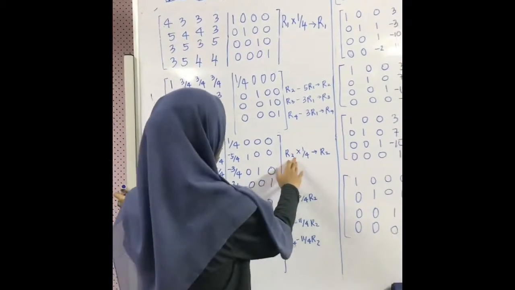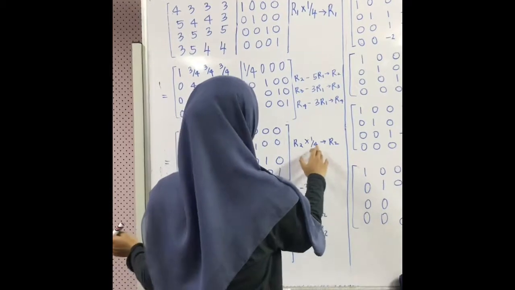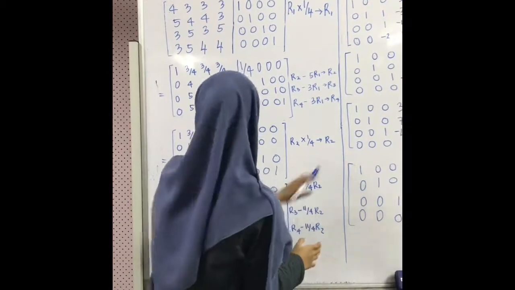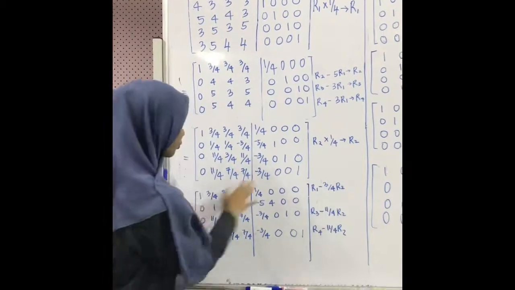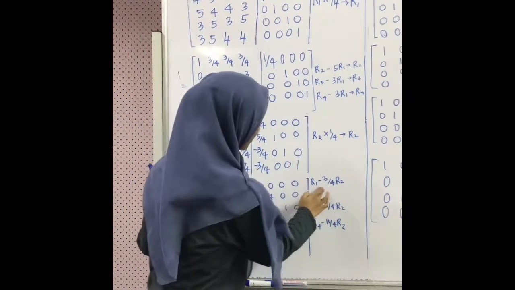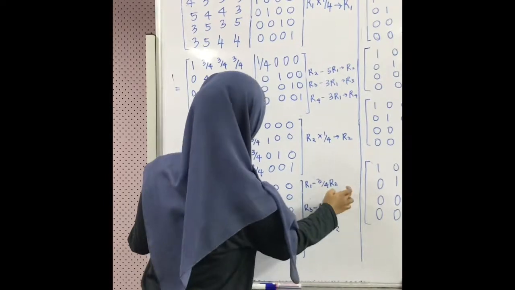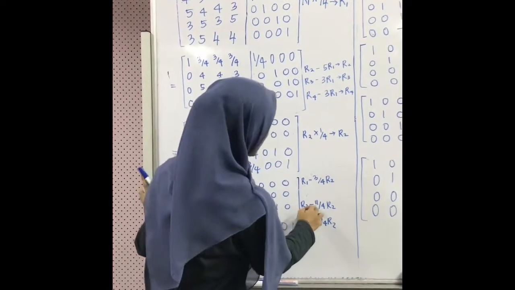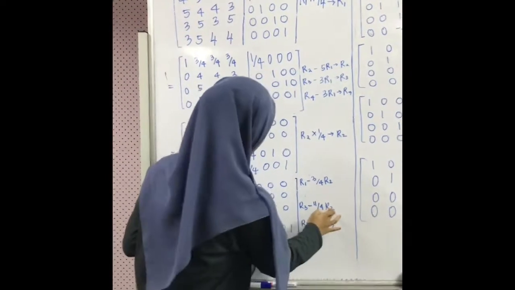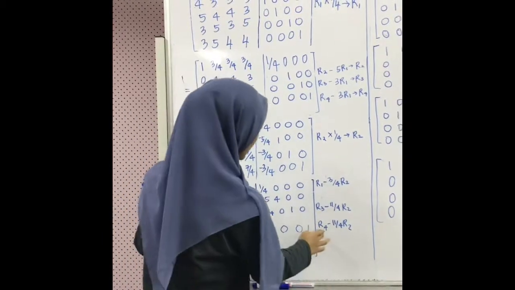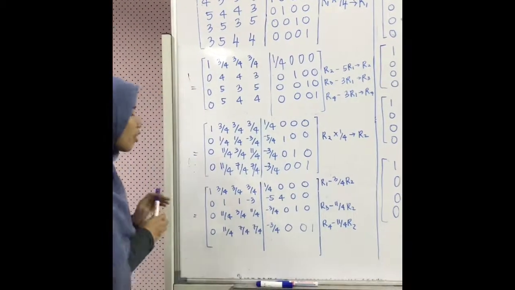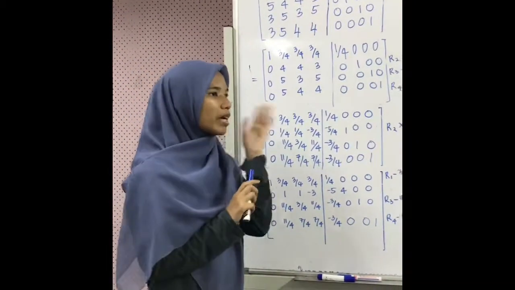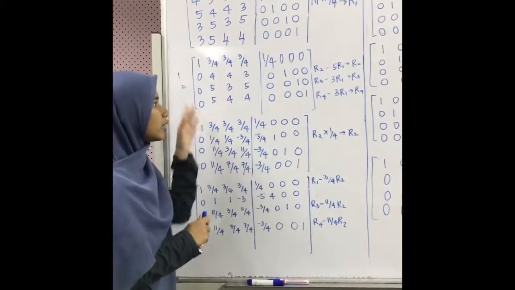So R2 multiplied by 1 over 4 to change R2. So we proceed with the matrix. After we get this, R1 minus 3 over 4 R2 to change R1, and R3 minus 11 over 4 R2 to change R3, and the last one, R4 minus 11 over 4 R2 to change R4. So now I will pass to Miza to continue the ARO.